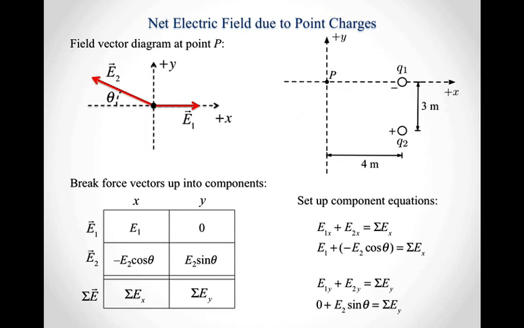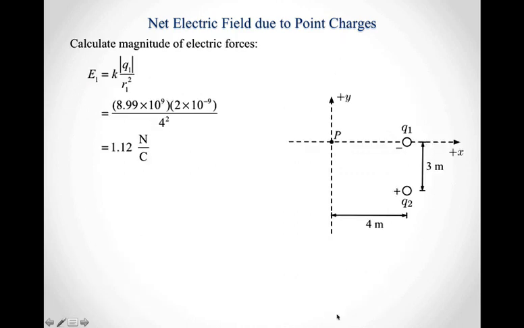For my y component equation, E1y plus E2y equals the y component of the net electric field, and again 0 plus E2 sine theta equals the y component of the net field. So now that I've got my two equations, what I see is I know the angle theta. My x and y components of the net field are my two unknowns. I've got two equations with two unknowns, which means I need to figure out what the magnitudes are for E1 and E2 so I can plug those in, and that's easy enough to calculate using my KQ over R squared equation.